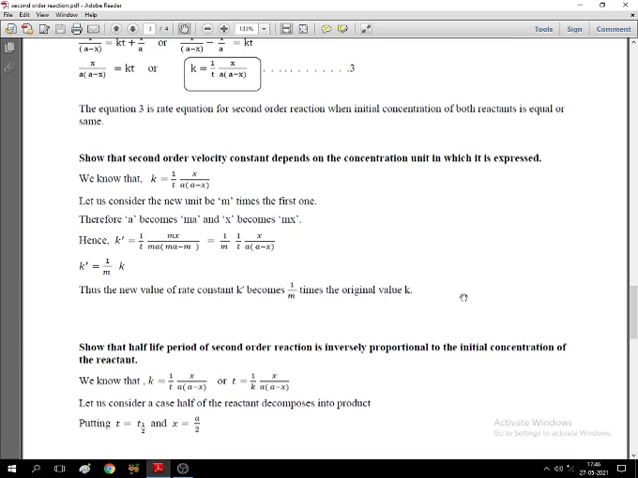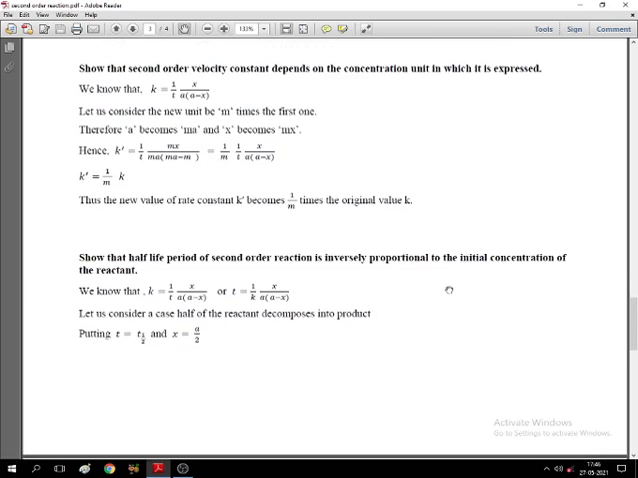याचा अर्थ नवीन रेट कॉन्स्टंट जे आहे हे 1 by m टाइम्स झालेलं आहे ओरिजिनल रेट कॉन्स्टंटच्या. याचा अर्थ this proves that the rate constant depends upon the concentration unit in which it is expressed. म्हणजे तुमचा रेट कॉन्स्टंट हे कॉन्सन्ट्रेशनच्या युनिटवर डिपेंड आहे, ज्याच्यात ते तुम्ही मांडलेलं आहे किंवा लिहिलेलं आहे, राईट.